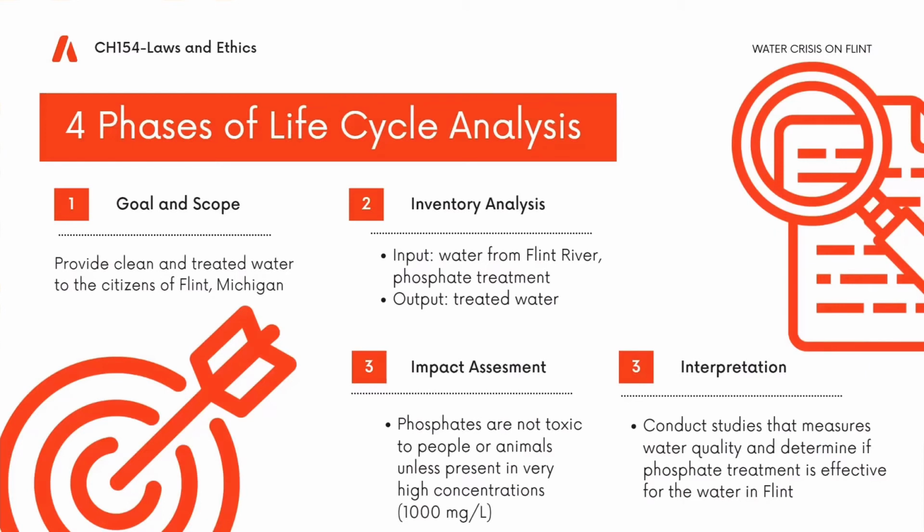Phosphates are also a non-renewable resource that takes 10 to 15 million years to form. The last phase is interpretation, in which we need to evaluate the first three phases. This could simply be done by conducting studies that will measure water quality and determine if phosphate treatment is effective for the water in Flint. If the treatment is not effective, then other water treatments could be employed.